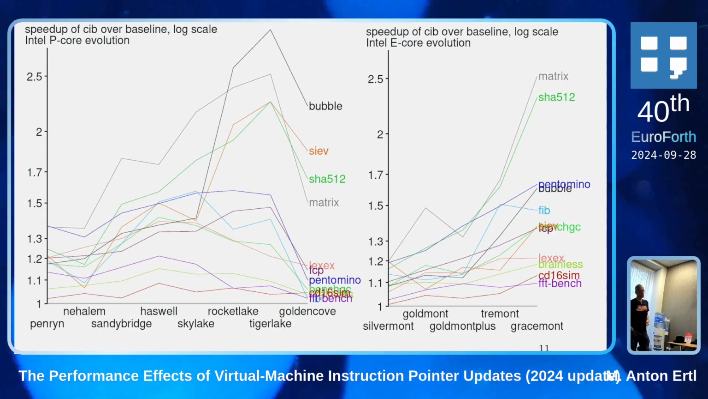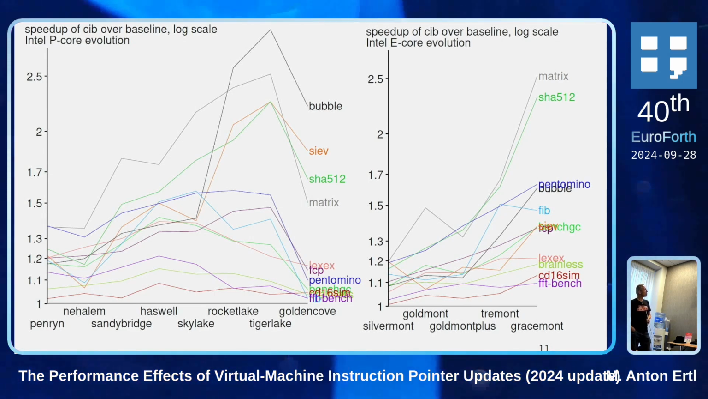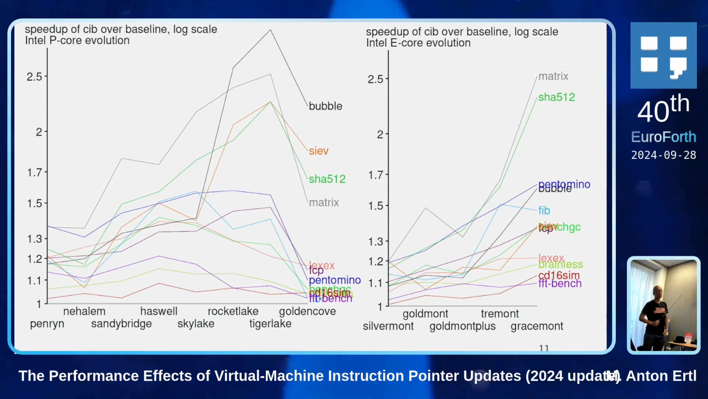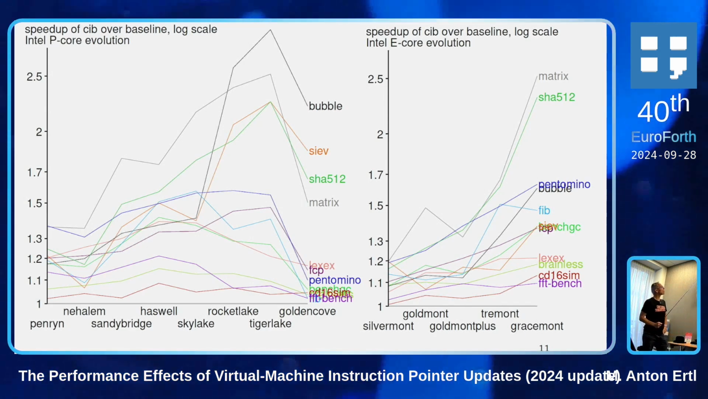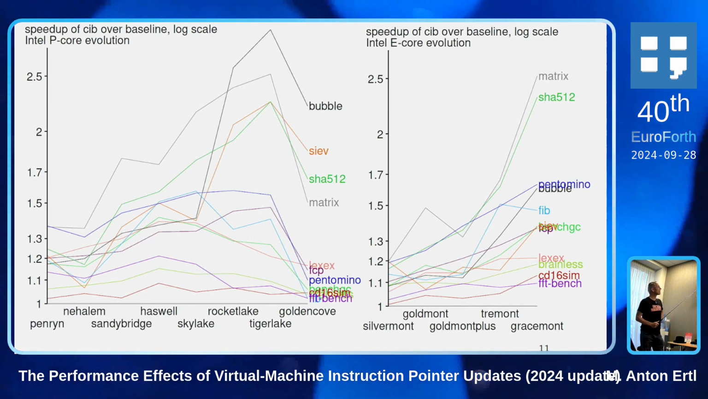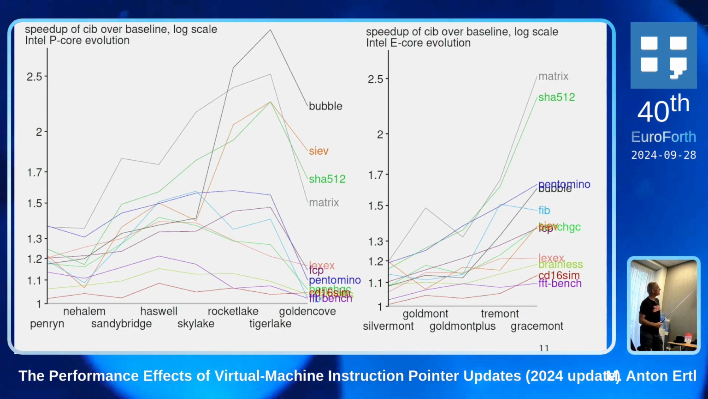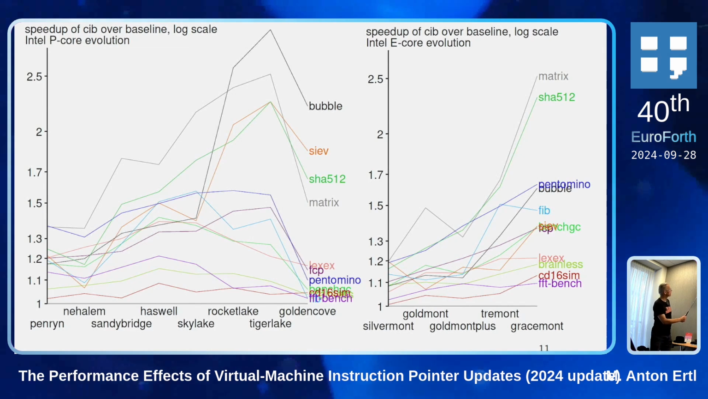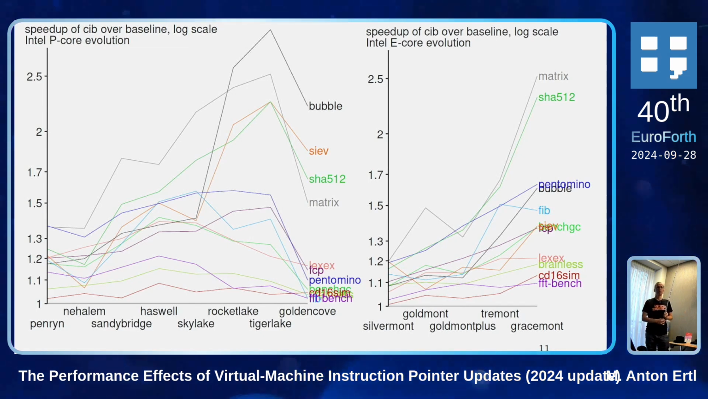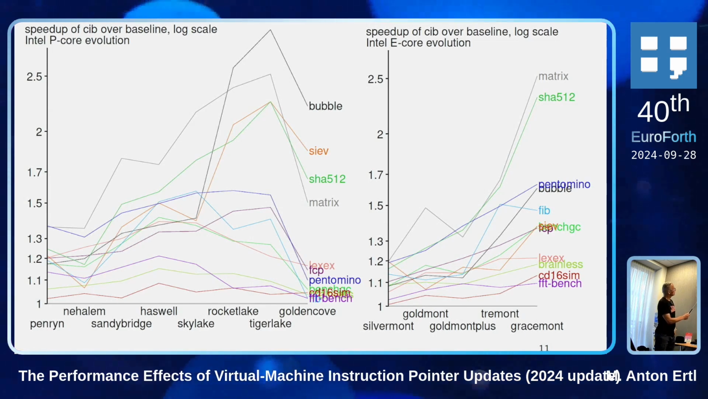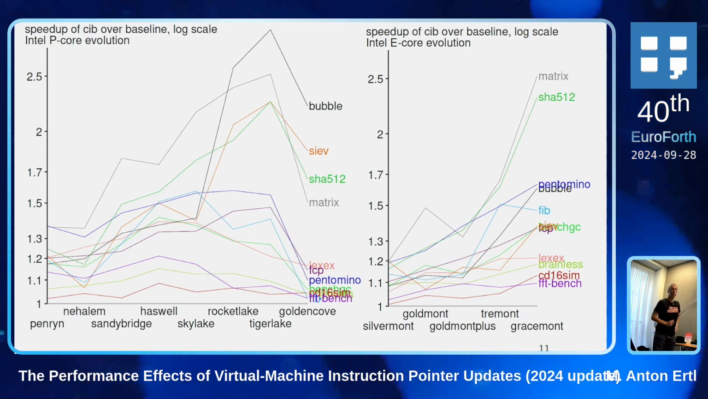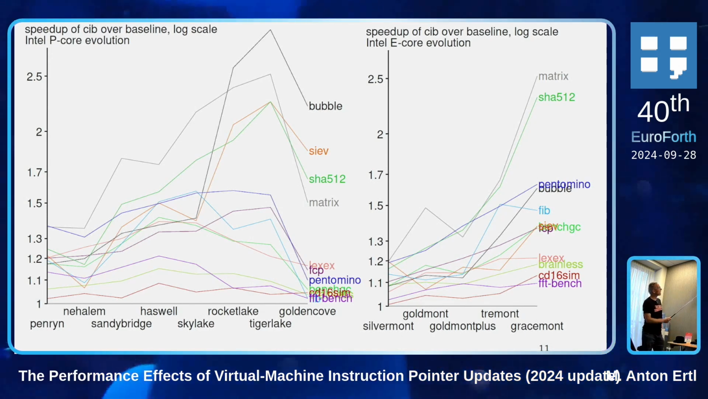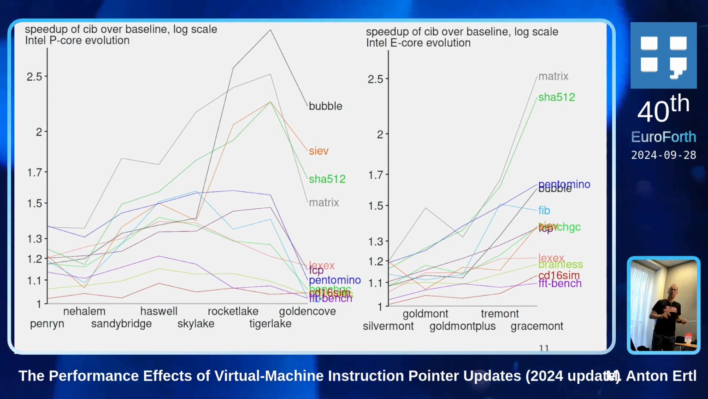Here we see how this works across different processor generations. To the left we have Intel P cores, performance cores, the big ones, and to the right we have Intel E cores, the efficiency cores as they are called. And what we see is that the tendency is that the optimization gets more effective with the processor generation, with one exception. The newest, the Golden Cove, is from 2021 or something like that. Golden Cove actually, the optimization gets less effective, or it gives less speedup at least.